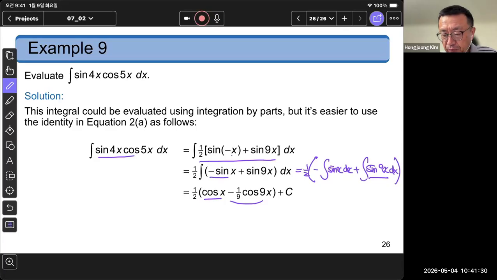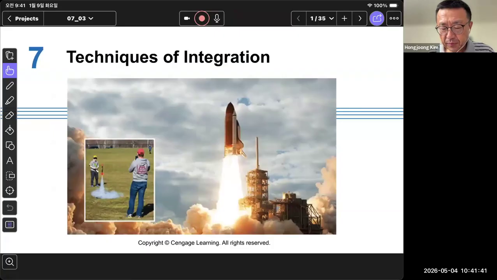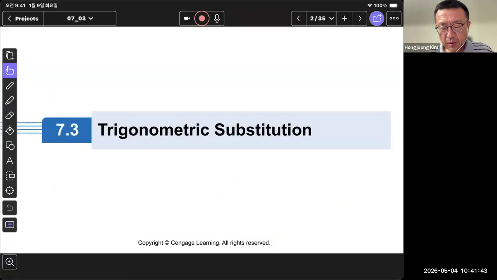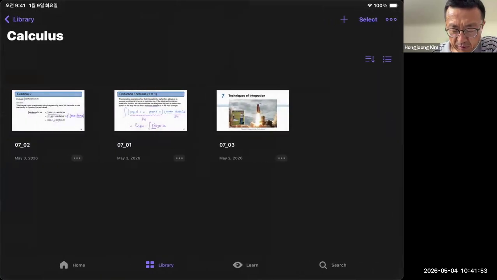Anyway, this is what is done in section 2. And let's consider section 3. So before I go to section 3, let me briefly review section 1 and section 2.